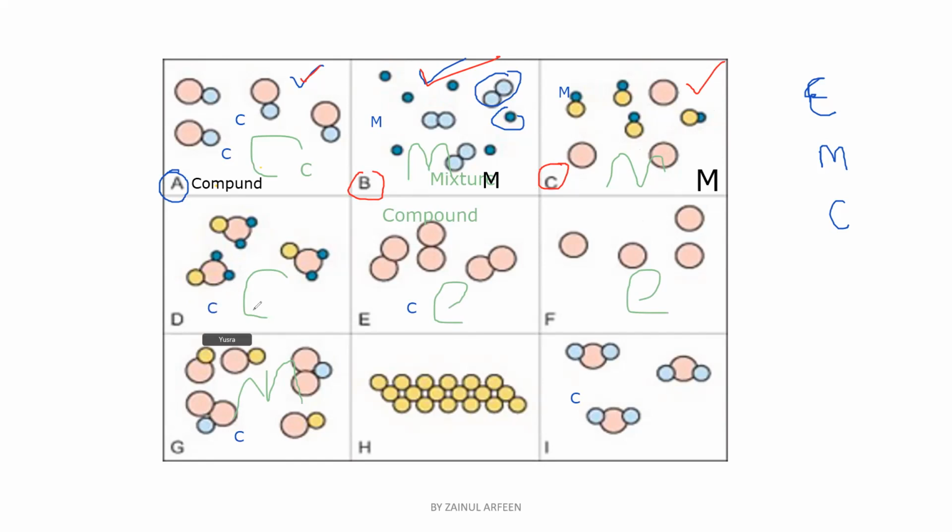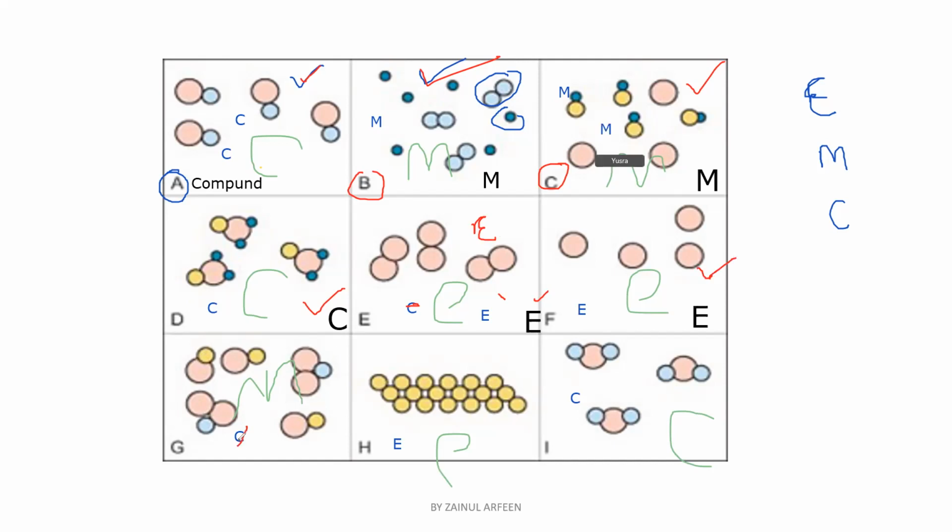D is having identical... So it's a compound. That's correct. What about E? E is actually identical molecules are there, so it is an element. This is not the compound. It's an element because identical molecules are there. What about F? Identical atoms, so it is also an element. Here, different types, so it is not a compound, it is a mixture.